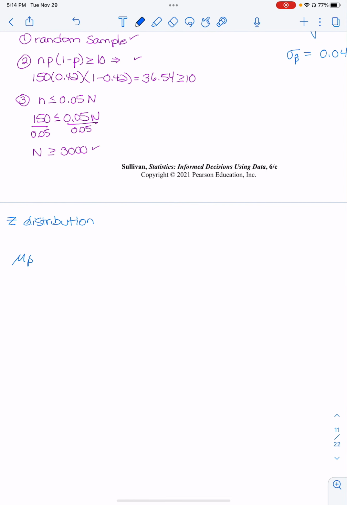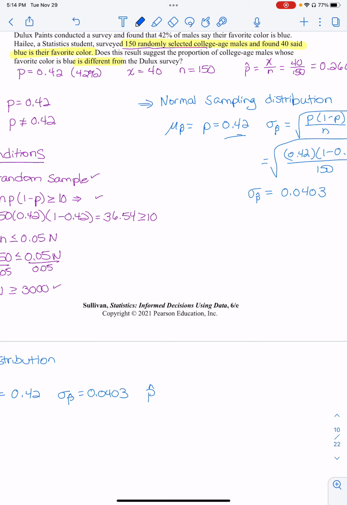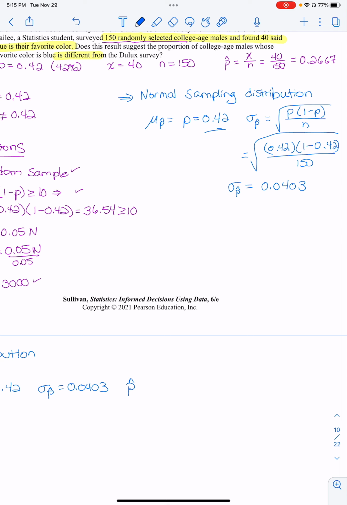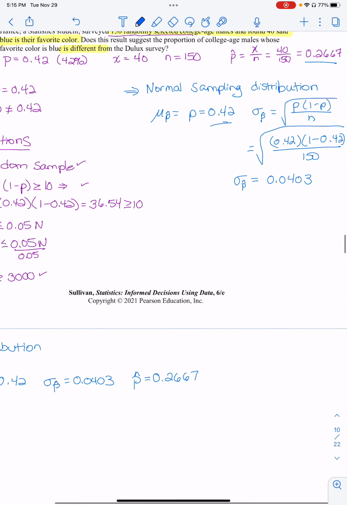I know that my sampling mean was 0.42, my sampling distribution standard deviation was 0.0403, and remember we calculated way up at the top that my sample proportion was 40 over 150. That's right here. And so that was equal to 0.2667. Okay, and that should be everything we need to get a z statistic here.